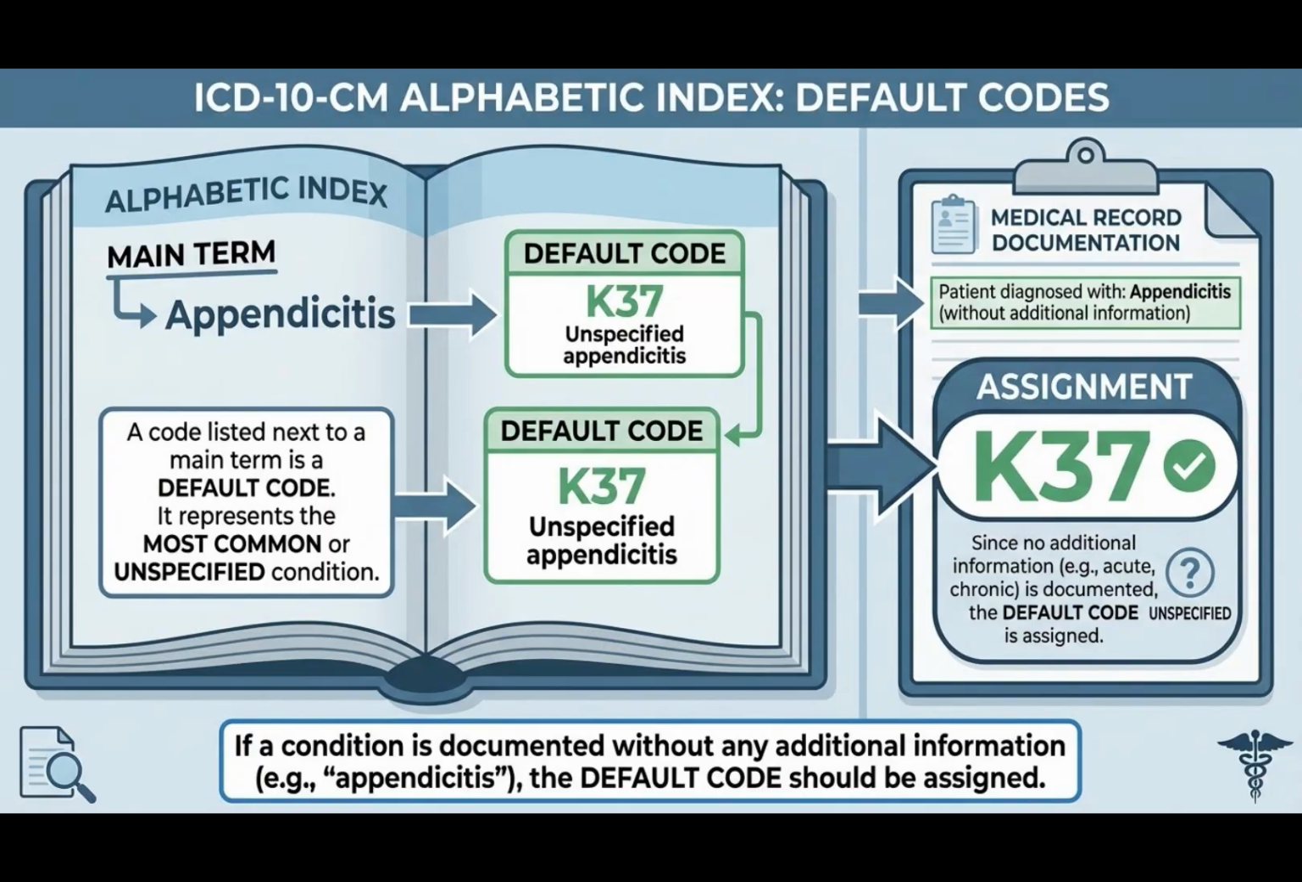Default codes. These are the safe choice codes listed next to a main term in the index. If the documentation doesn't specify a type, you assign the default code.